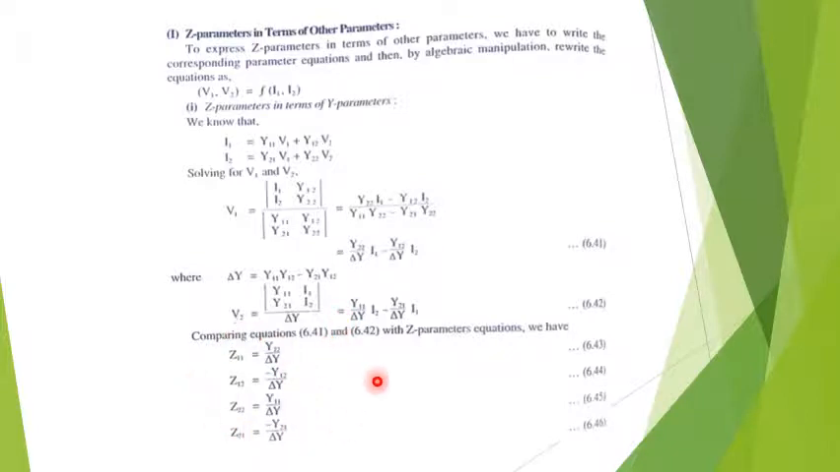So this you can say is a simple derivation. If you can't memorize it, then you can derive it on your own within no time. Once you know all these equations and how to find them out, it's very easy. So here I have derived the equations of Z parameters in terms of the Y parameters.